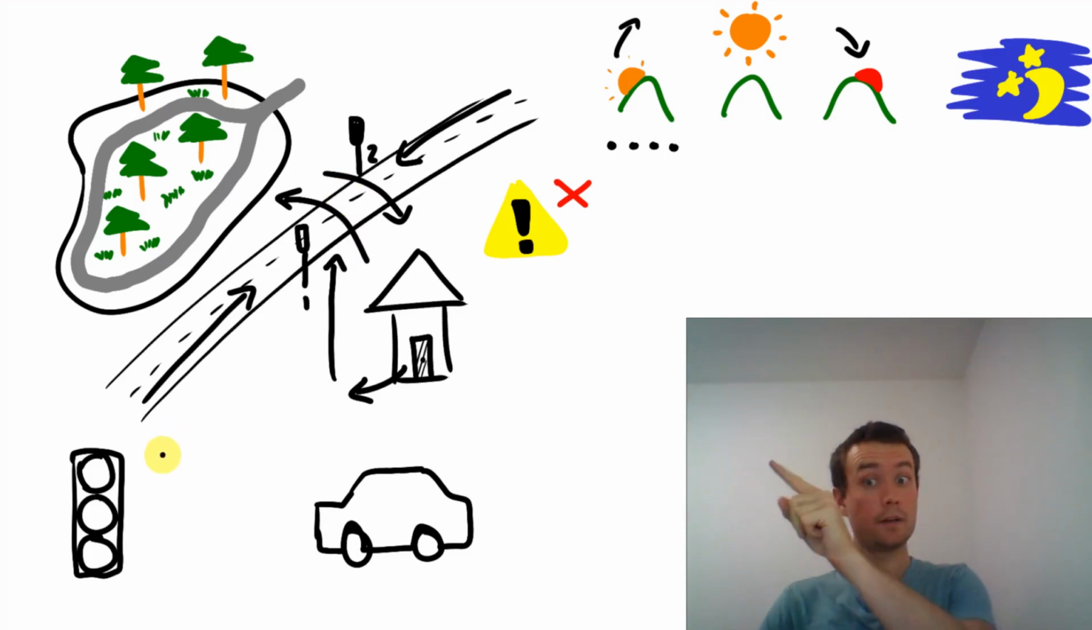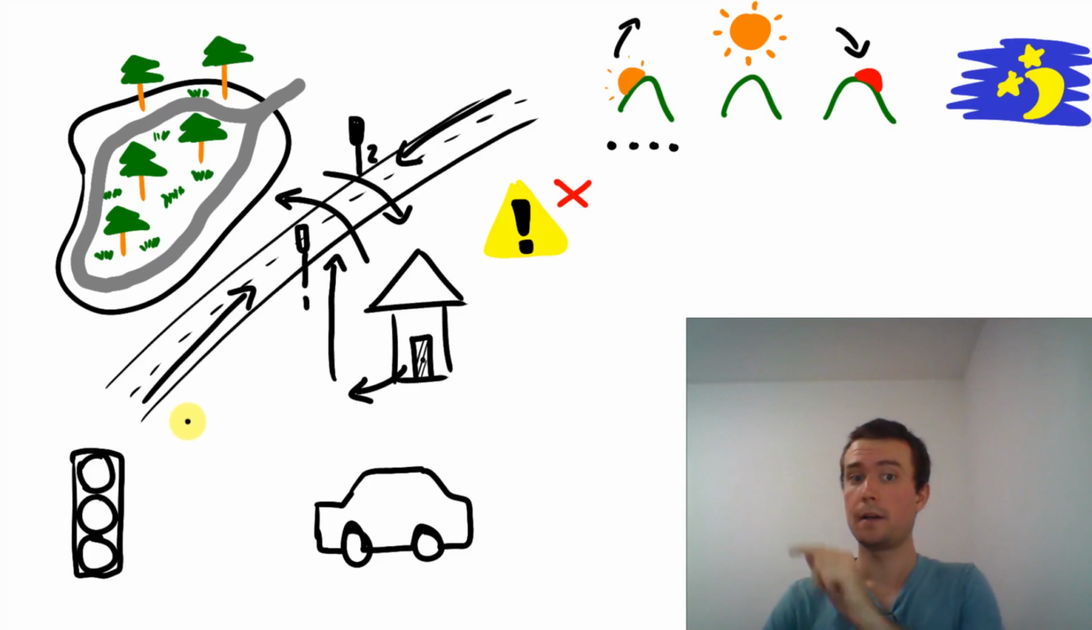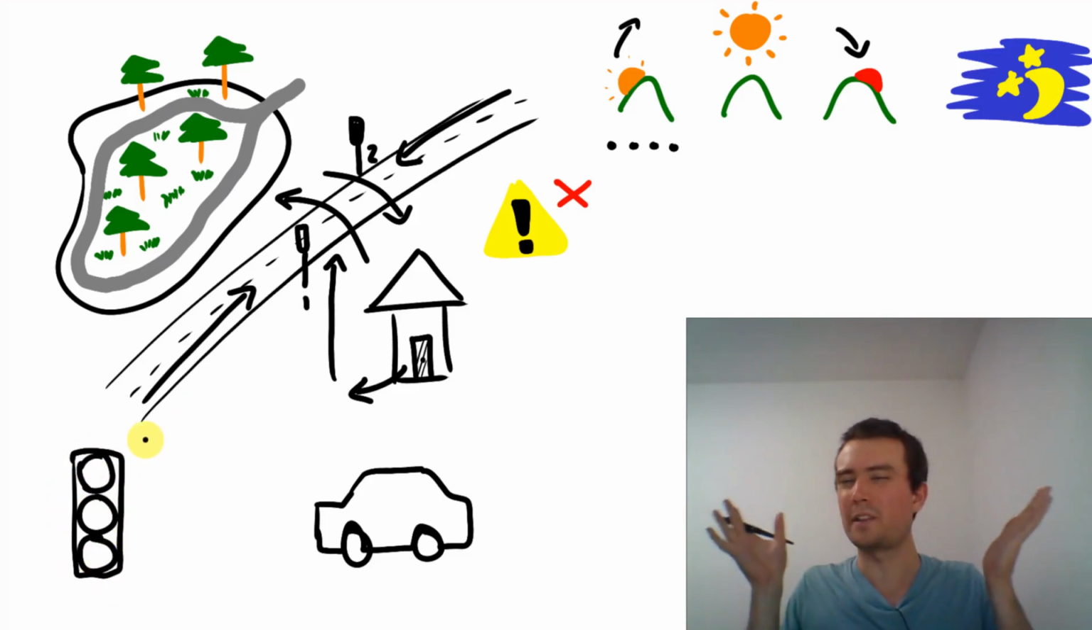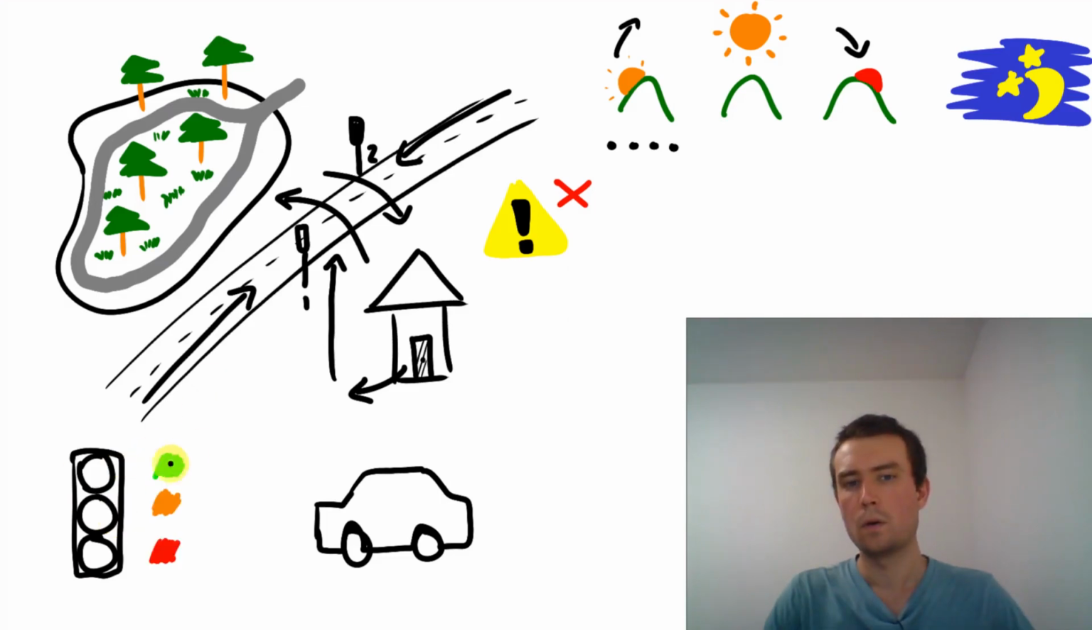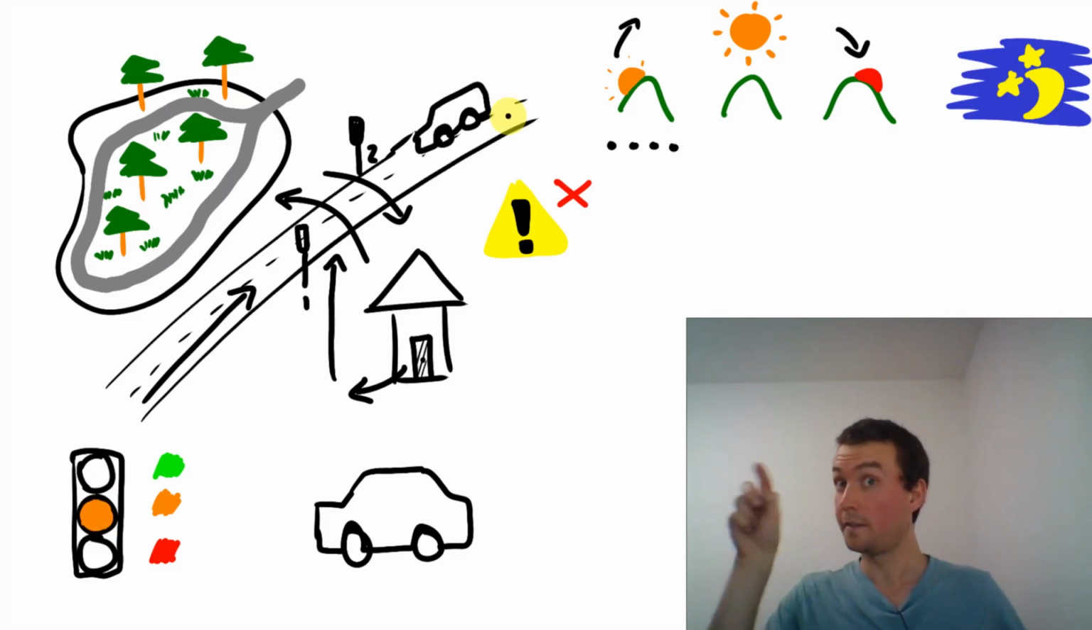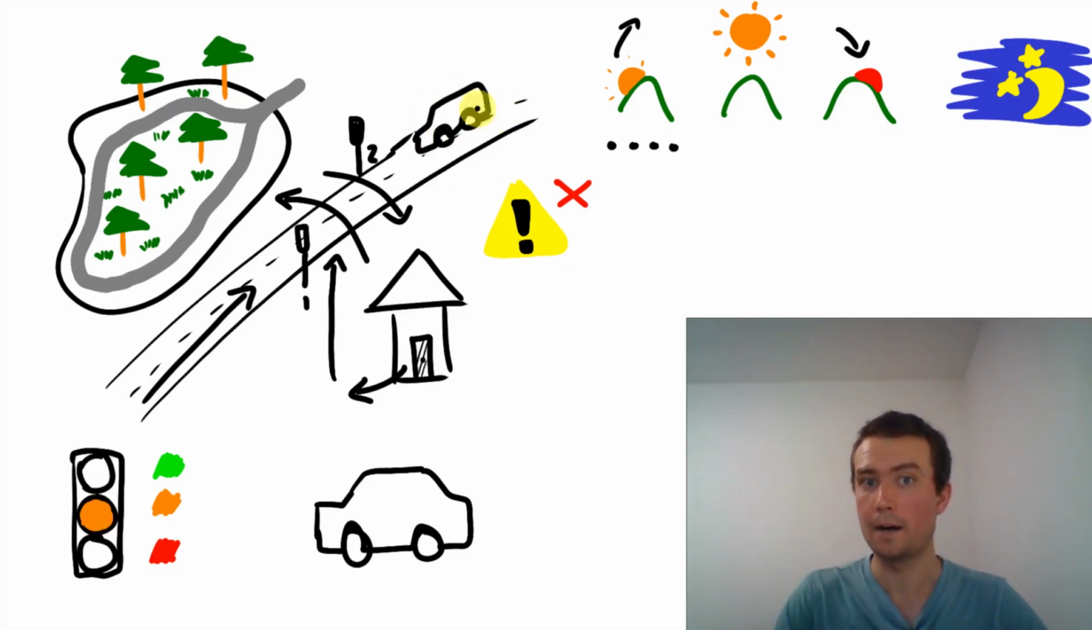I look at the traffic light. What color is the light? Green, orange, or red? The light is orange. I see a car.